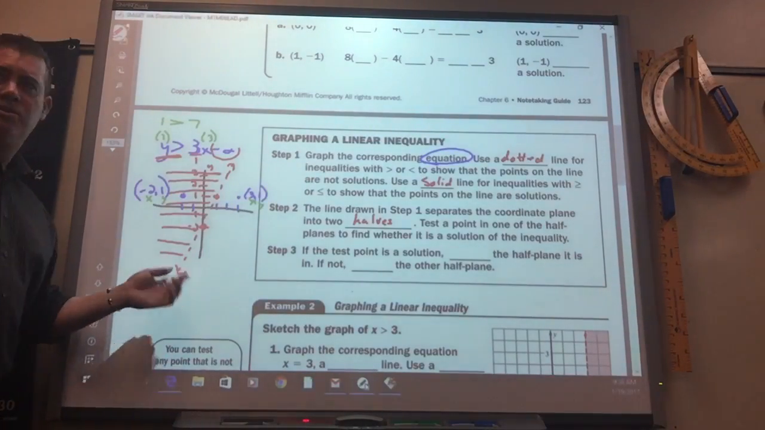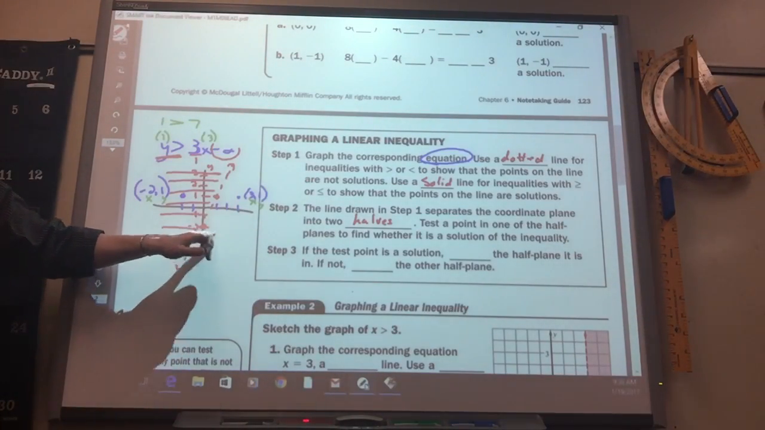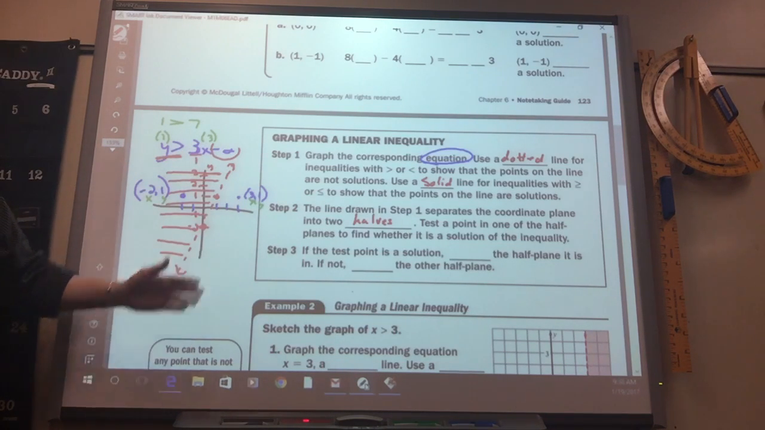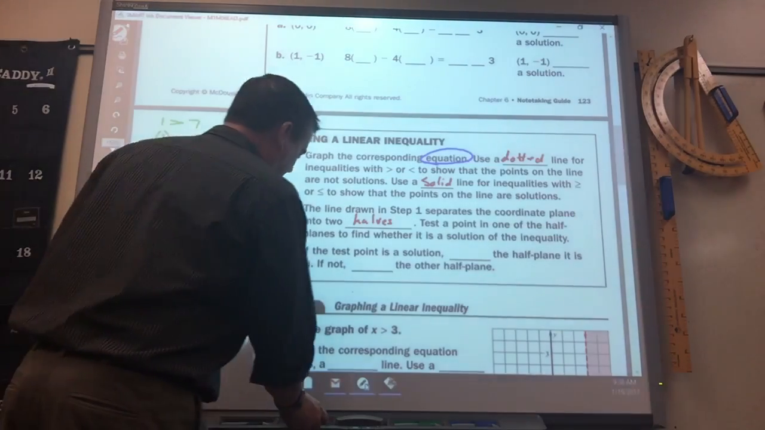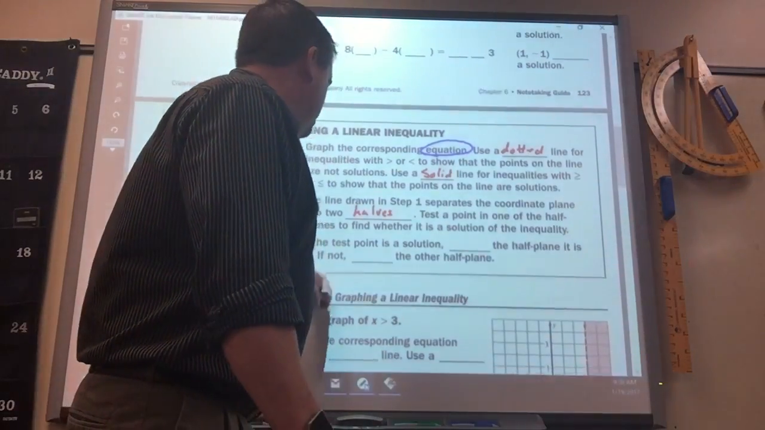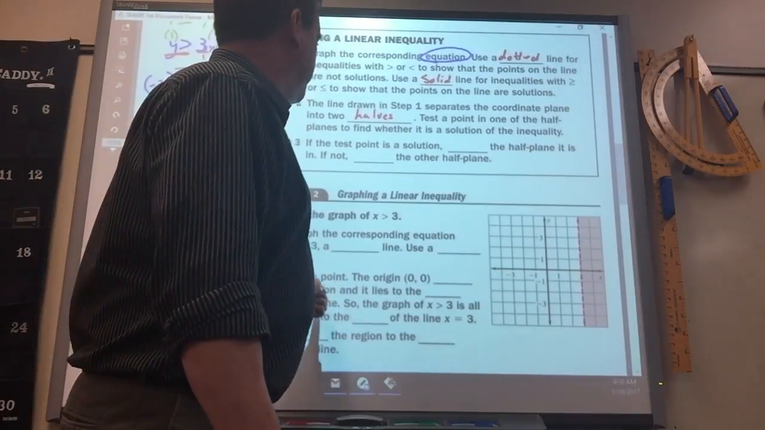But the easiest way to do it is what I showed you. You know, go to the y-intercept. If it's greater, you shade above. If it's less, you shade below. And then you just shade that side. Now, today we're just doing the simple one-step inequalities. We won't have any of the multi-step.